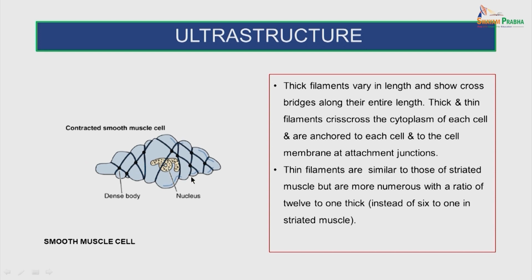This is a contracted smooth muscle. The thick filaments vary in length and show cross bridges along the entire length. Thick and thin filaments crisscross the cytoplasm of each cell and are anchored to each cell and to the cell membrane at attachment junctions. The thin filaments are similar to those of the striated muscle but are more numerous with a ratio of 12:1 instead of 6:1 in the striated muscle.